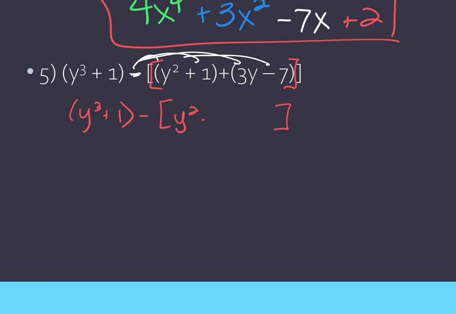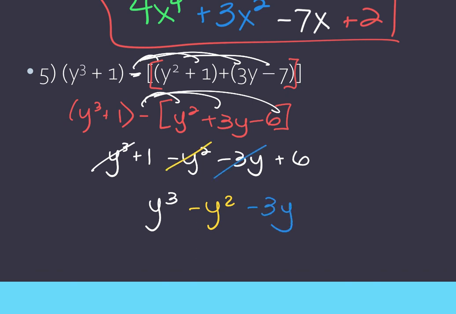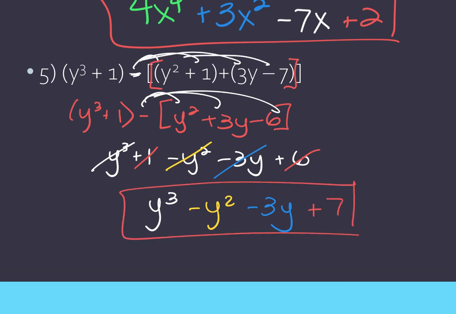So it's y squared plus 3y minus 6. And then I would distribute the negative into the brackets. So y to the third plus 1 minus y to the second minus 3y plus 6. And then I'd get y to the third, minus y to the second, minus 3y plus 7. Good on that one.